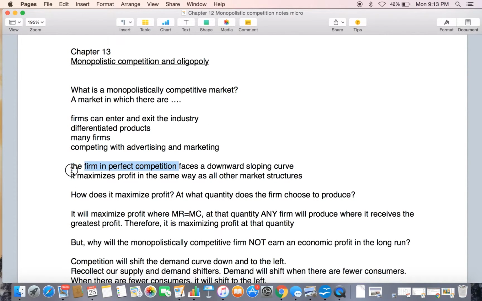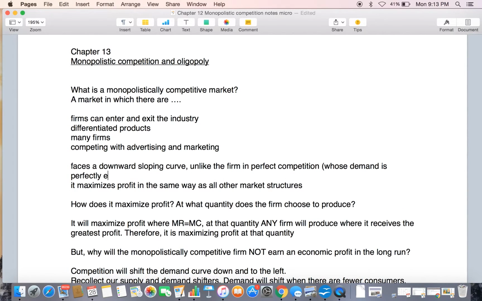One feature of a monopolistically competitive firm is that they face a downward sloping demand curve. So unlike the firm in perfect competition, whose demand is perfectly elastic and horizontal, the monopolistically competitive firm faces a downward sloping demand curve.